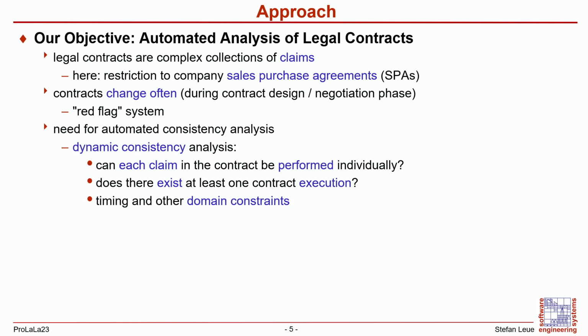Contracts, like software during development, change very often during the negotiation phase, and it would be very desirable to have something like a red flag system that would flag inconsistencies in the contract. So what we need is automated analysis, and we're interested in dynamic consistency analysis. Can each claim be performed individually? Does there exist a contract execution at all? And we want to talk about timings and other domain-specific properties.